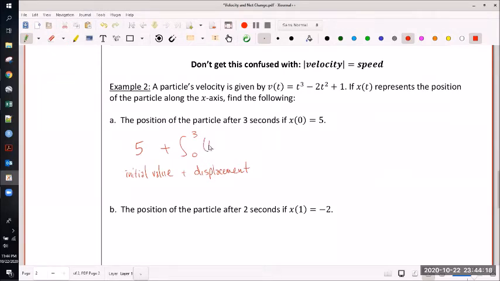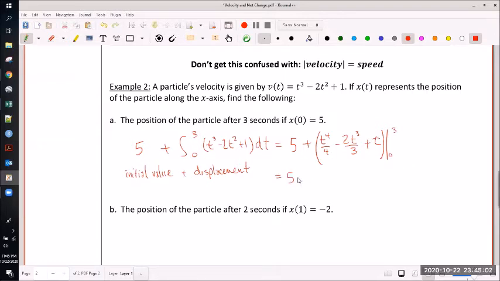So we'll have, this is t cubed minus 2t squared plus 1. And we integrate with respect to t. Okay, we'll go ahead and do this one manually. So we'll have the 5, we'll leave that there. Now, when we integrate t cubed, we can split this up into 3 different integrals, or we'll just do it all together here. We get plus, this becomes t to the 4th over 4 minus 2t to the 3rd over 3 plus t. And we have to evaluate this between 0 and 3.